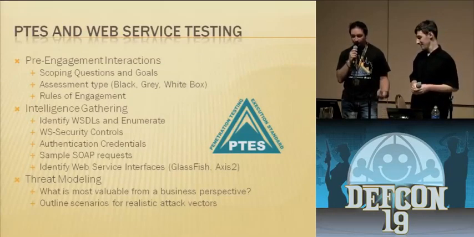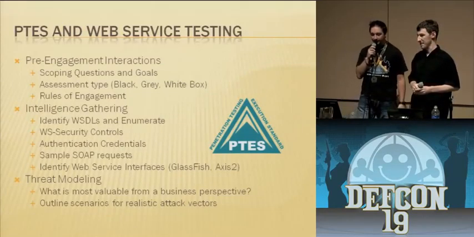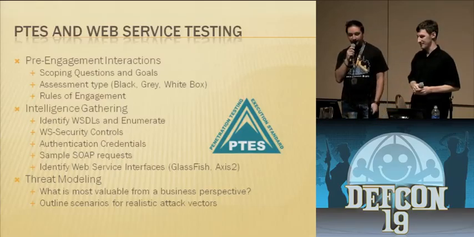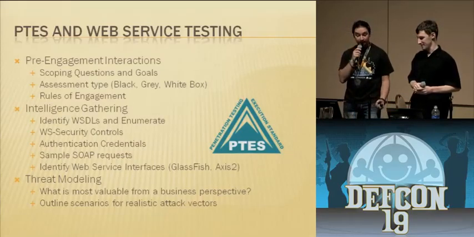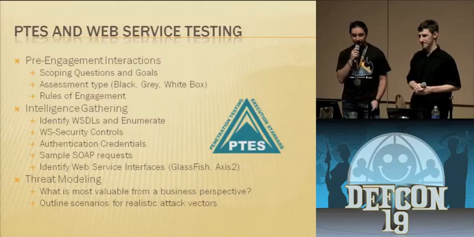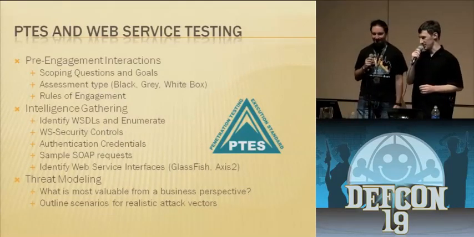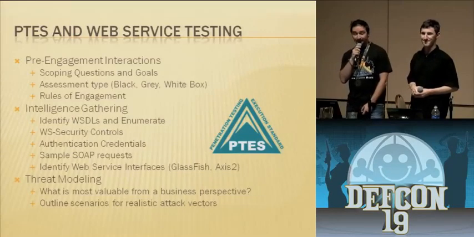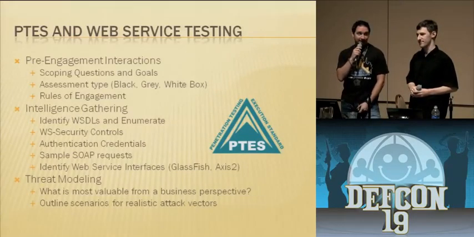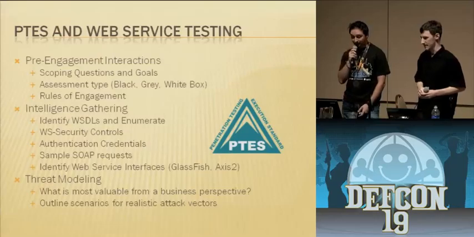Intelligence gathering, so this is where you're going to define and enumerate your WSDLs, look at WS security controls that may or may not be in place, authentication credentials, sample SOAP requests, and identify those awesome web service interfaces, which Jabber is going to be talking about in a second. There will be exploits. Yep. And that's something that gets overlooked a lot by pen testers and the clients, of course.